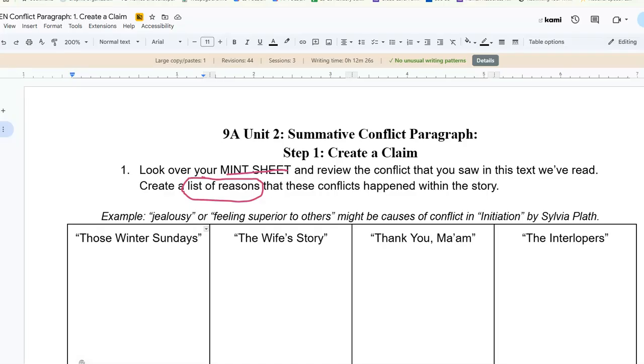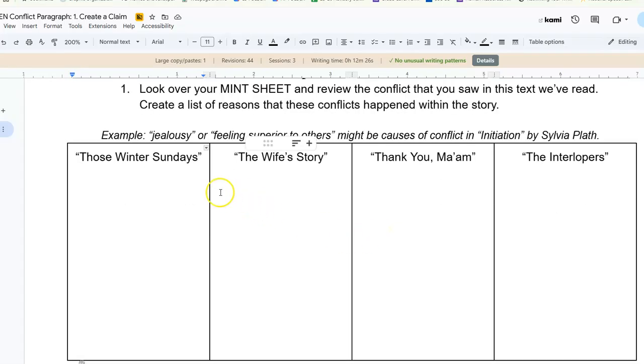So now that you're at this part, what we're going to be looking at is how these conflicts were started. Okay? So as you see, it doesn't have to be a full sentence. It's just your brainstorming ideas of what causes conflict.